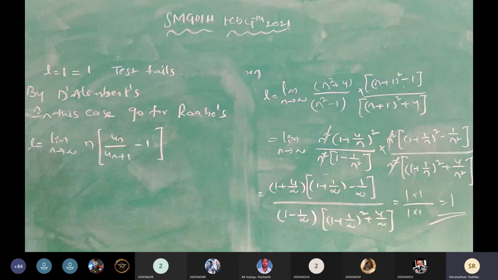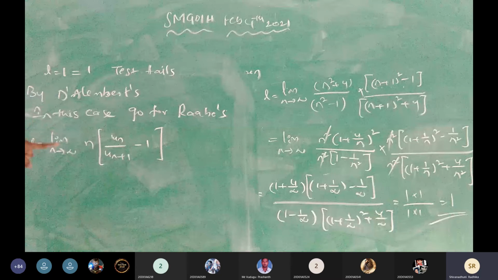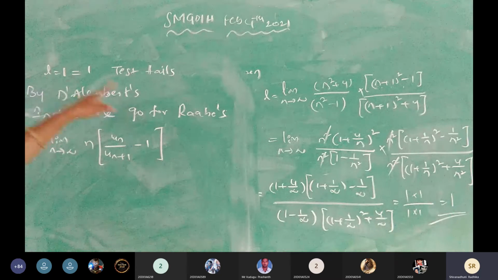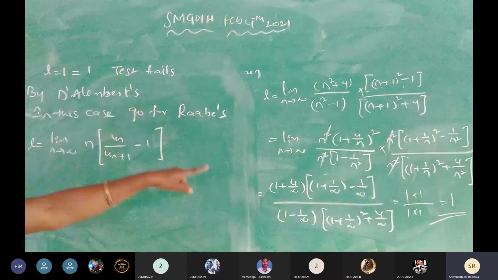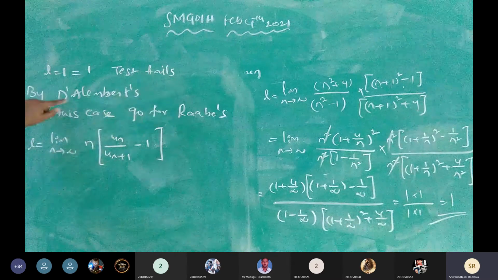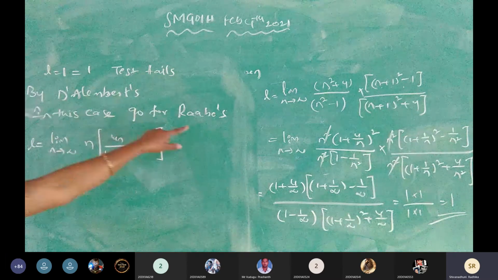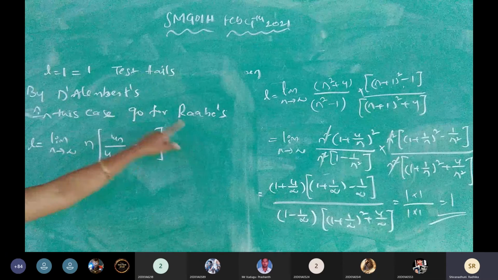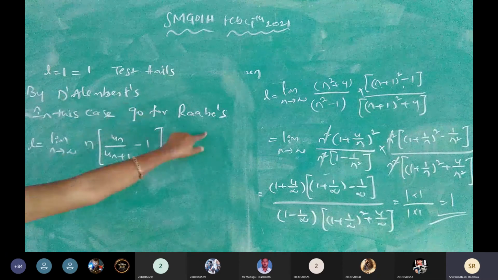Now we are finding the L value for the given problem, because by using the D'Alembert test ratio, the given series is a test failure. For that purpose, we apply Raabe's test. If the D'Alembert test fails, immediately we go for Raabe's test. It is clear?